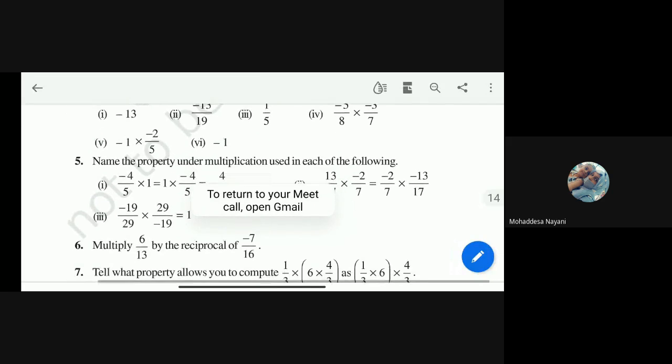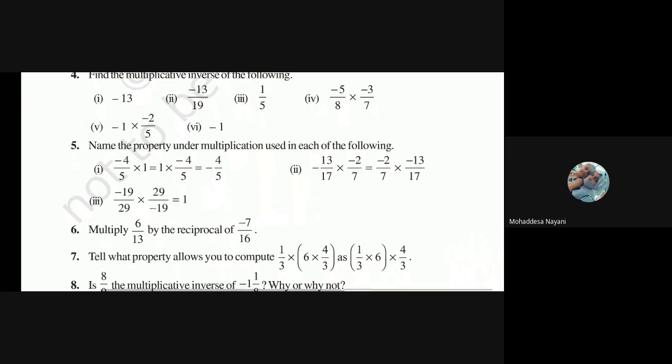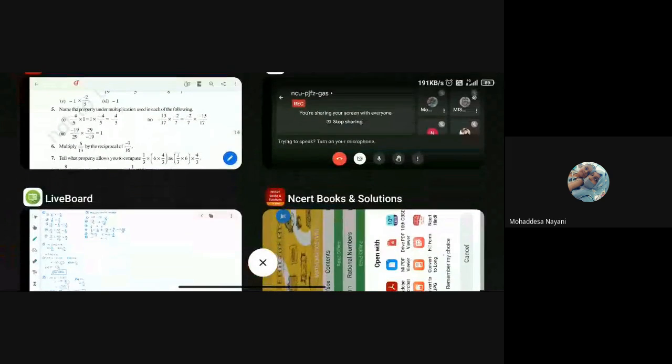Okay, now we can see question number 5. Name the property under multiplication used in each of the following. Question number 1, minus 4 by 5 into 1 is equal to 1 into minus 4 by 5 is equal to minus 4 by 5. Now you can see it is a very easy question, you just have to give the name of the property, nothing else. We have to give the name of which property we are using.